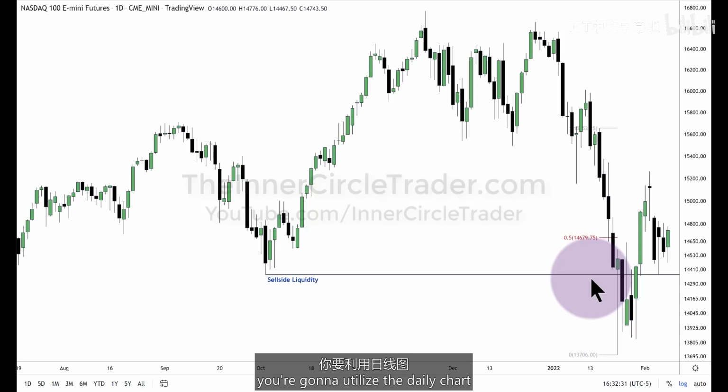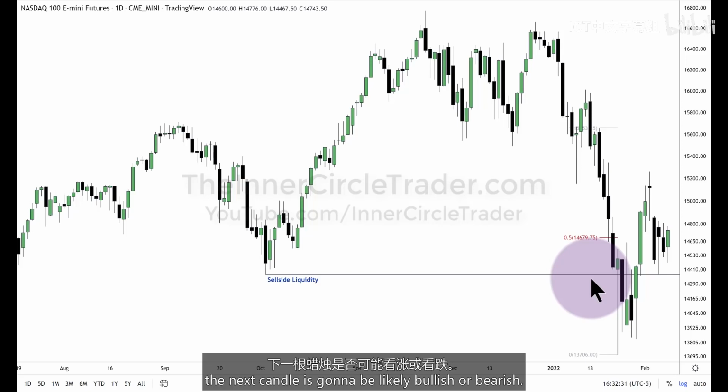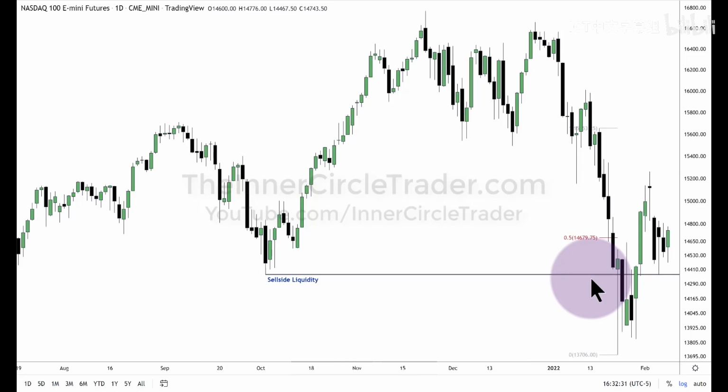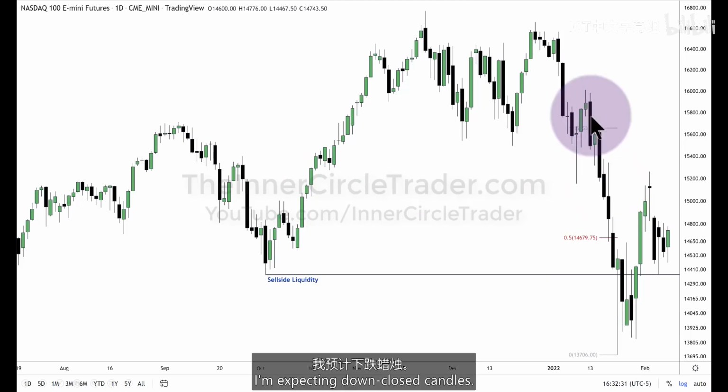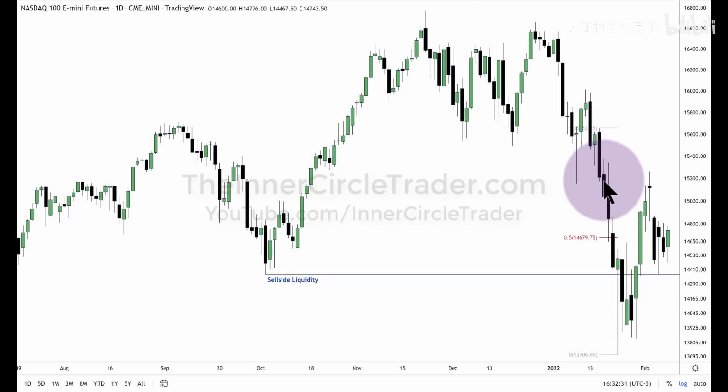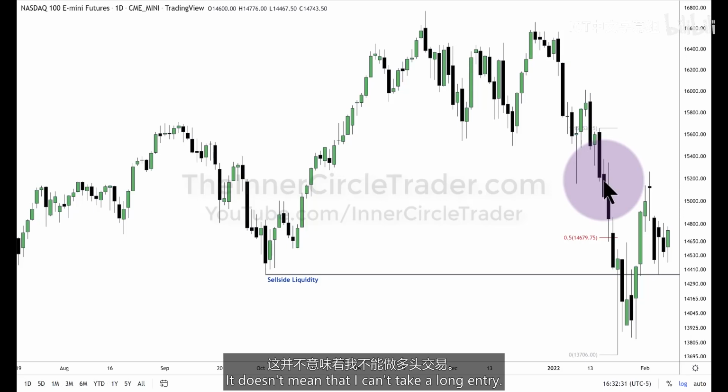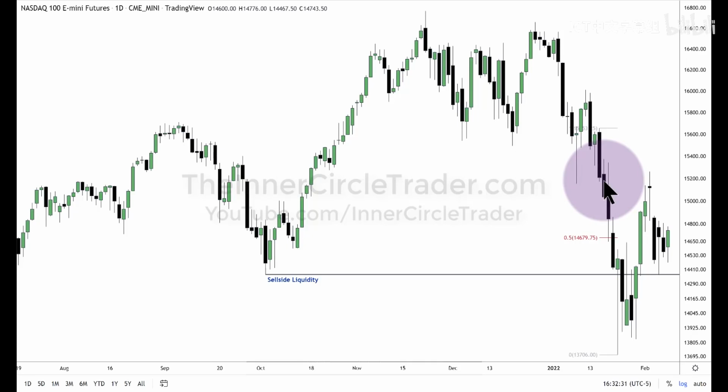You're going to utilize the daily chart to determine whether or not the next candle is likely to be bullish or bearish. Between this high here and the midpoint of this low to high, I'm expecting down closed candles. That would equate to a bearish bias. It doesn't mean that I can't take a long entry. It just means that if I do take a long entry intraday, I'm going to do it with far less leverage.